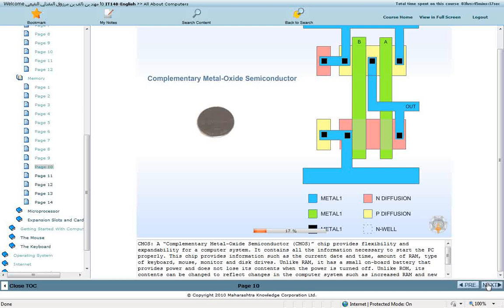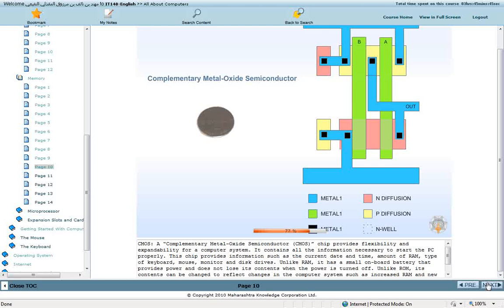CMOS chip provides flexibility and expandability for a computer system. It contains all the information necessary to start the PC properly. This chip provides information such as the current date and time, amount of RAM, type of keyboard, mouse, monitor and disk drives. Unlike RAM, it has a small onboard battery that provides power and does not lose its contents when the power is turned off.